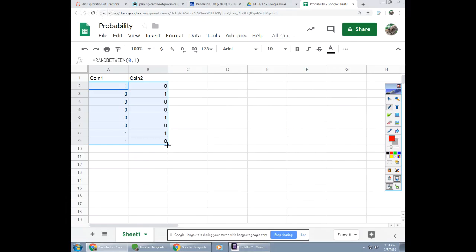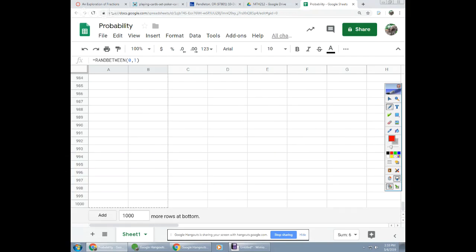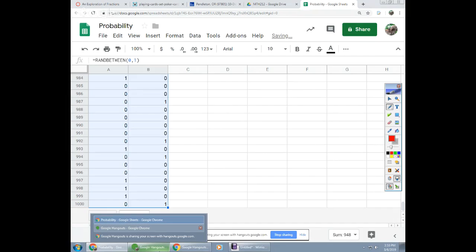So I'm just gonna fill this down a ways. I think this is only going to give me 500. And if we run out of rows, I can always get more. Oh, it's going to go beyond 500. Maybe I'm going to get 1,000. Oh, okay. So I get 1,000 heads and tails there.